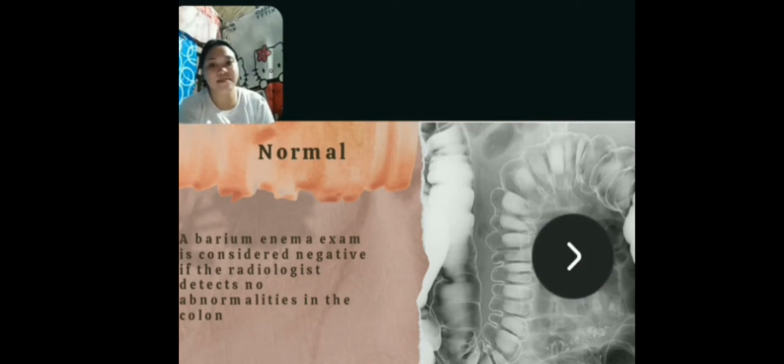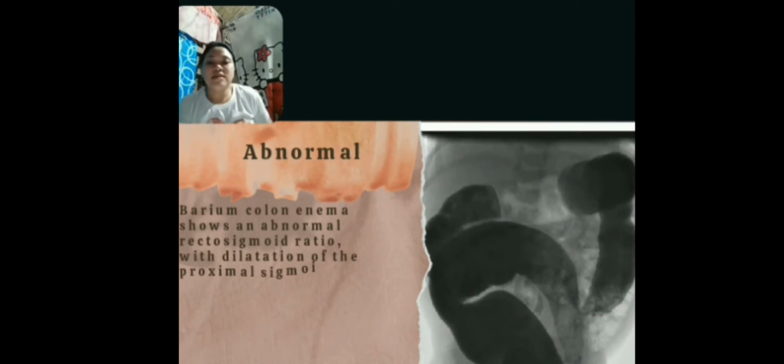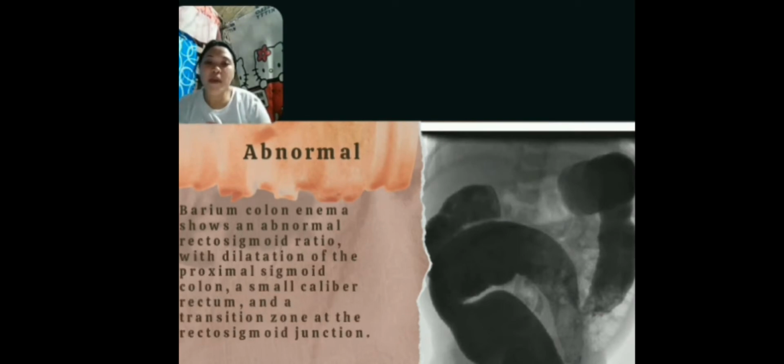So this is the abnormal. The barium colon enema shows an abnormal rectosigmoid ratio with dilatation of the proximal sigmoid colon, a small caliber rectum, and the transition zone at the rectosigmoid junction.